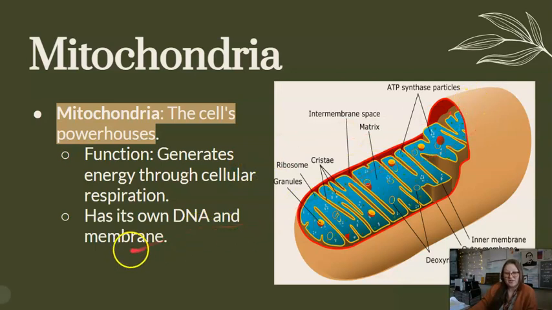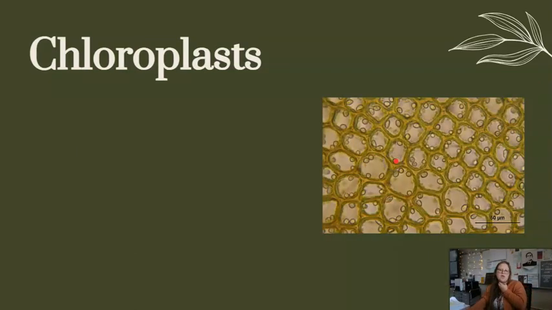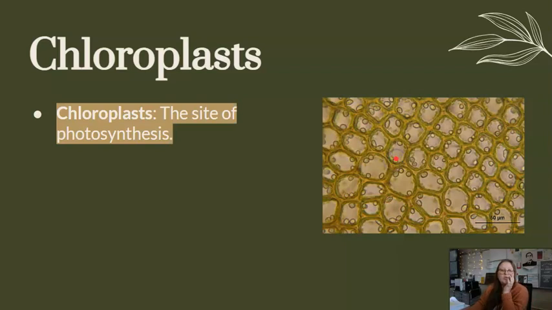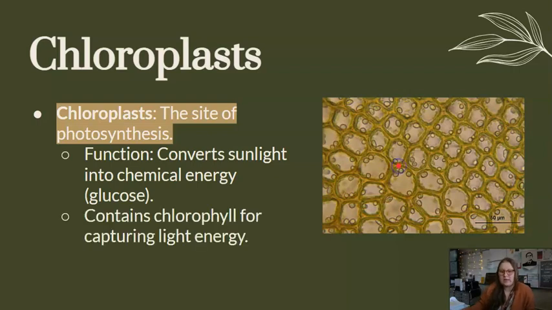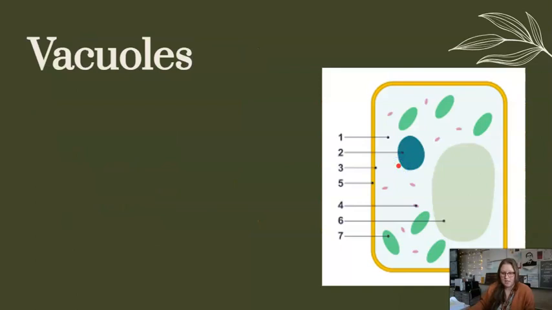Mitochondria, if you did not know, actually have their own DNA and membrane. So here's their outer membrane, and then they have inner membranes as well. All right, chloroplasts, again, these are plants only. They're green. This is the site of photosynthesis. The function is to convert sunlight into chemical energy, and it contains chlorophyll for capturing light energy.